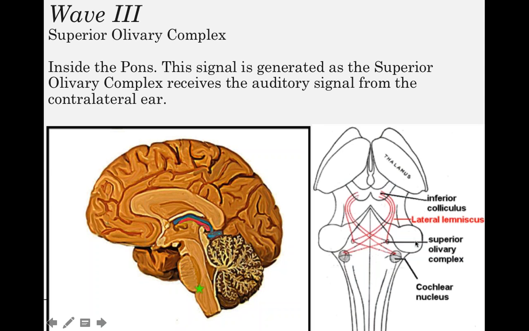Let's look over here on this signal. So we have the nerve coming in here to the cochlear nucleus, where wave 2 is generated, and then the sound crosses over to the superior olivary complex right here. So we've got a nerve coming in, a synapse right here, another nerve going over here to another synapse over here. And every time we have the synapse, we see a wave. We see a very clear wave for waves 2 and 3.